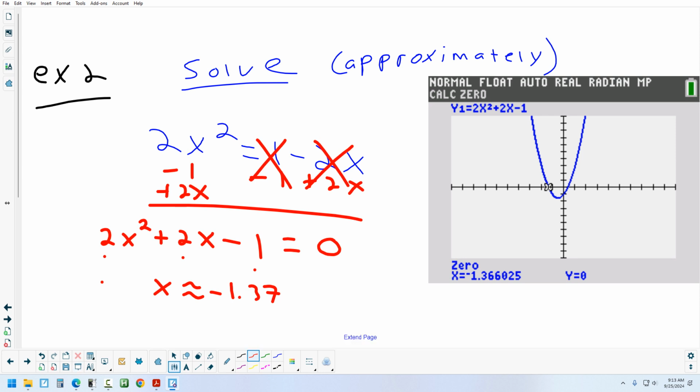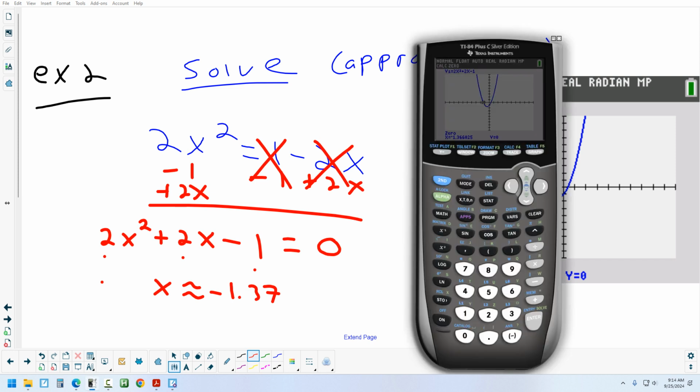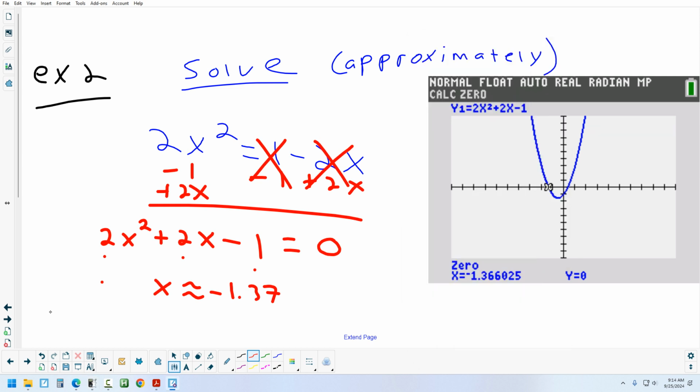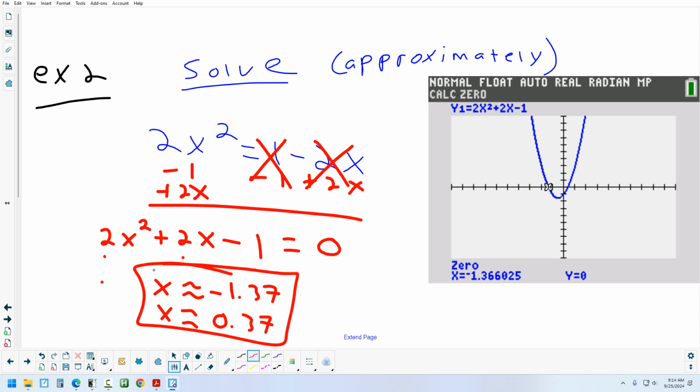We'll get the exact answer in a second, but let's get the other 0 first. So let's do second calc 0. We'll go to the left, go to the right, and for the guess, just put it wherever you want. 0.37. Okay, so those are the two approximate answers.